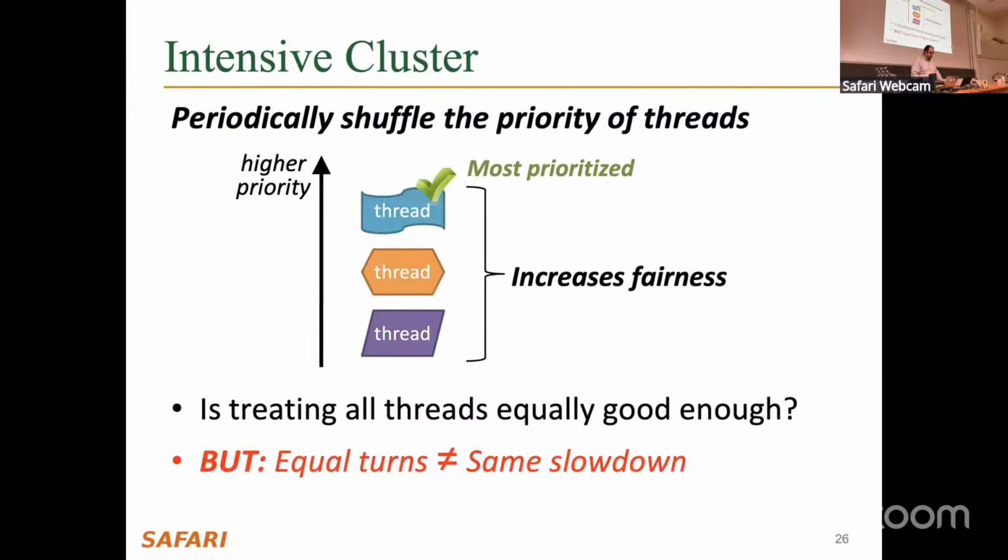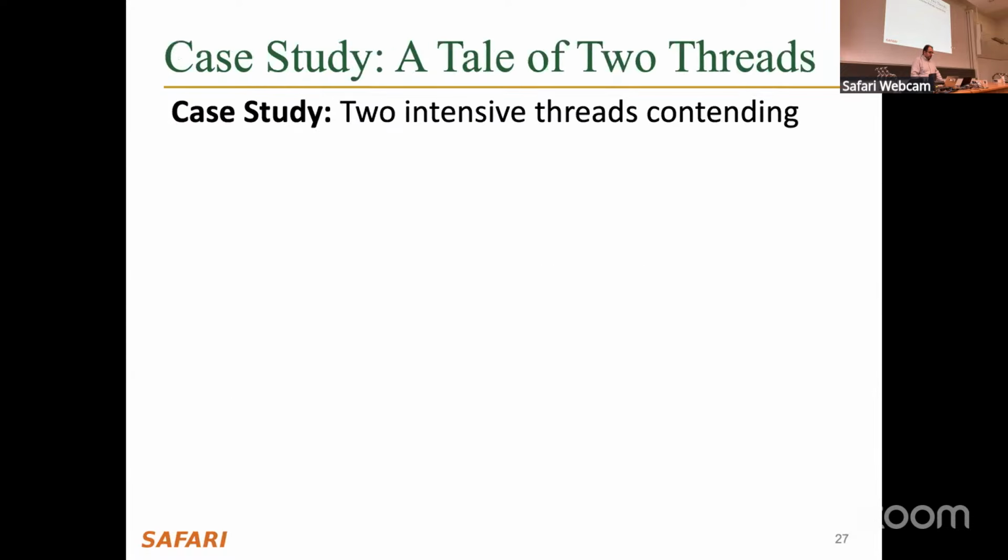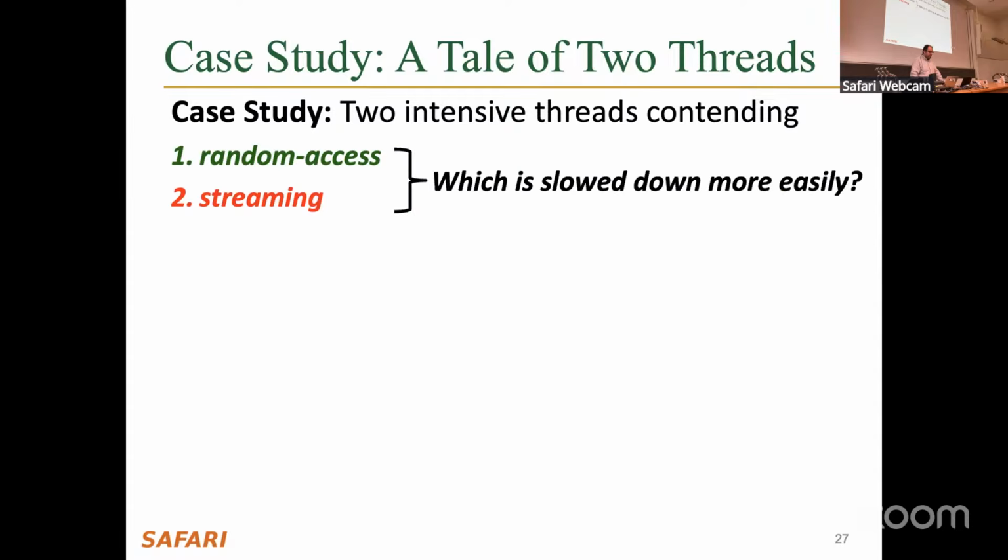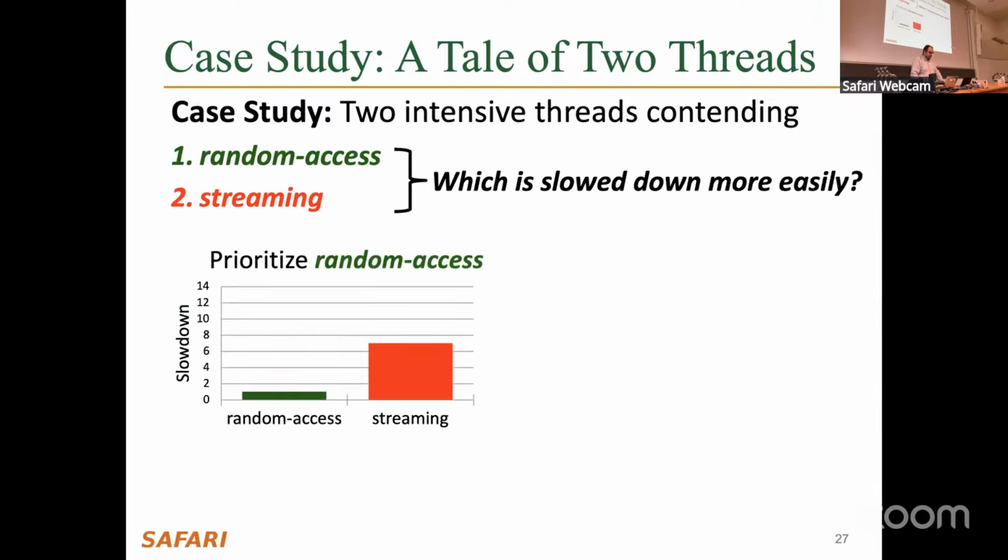The problem is that equal terms basically would not result in the same slowdown. So that's the issue we have here. We did some case study, and that kind of case study you have also observed in the past, like two intensive threads contending, random access and streaming, which we have also discussed in the previous lecture. So which slows down more easily?